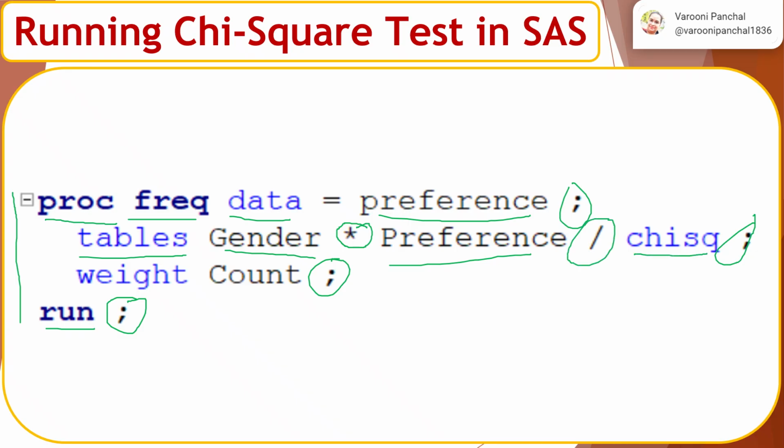This is an option you need to enter in the tables statement. In the tables statement you mention chi-square so that you will get the chi-square test results. Now weight is your count, that is the number of values. That is my count. So I want to check the association between gender and preference with this specific count.